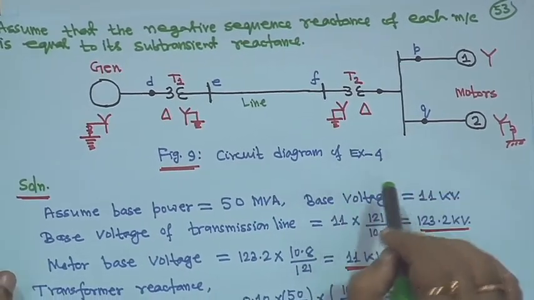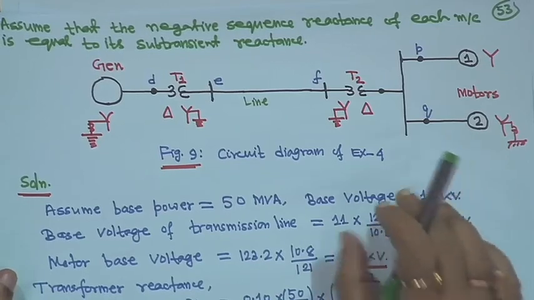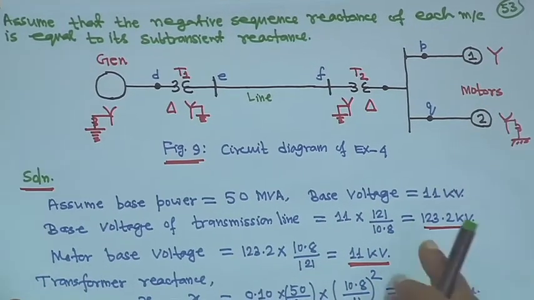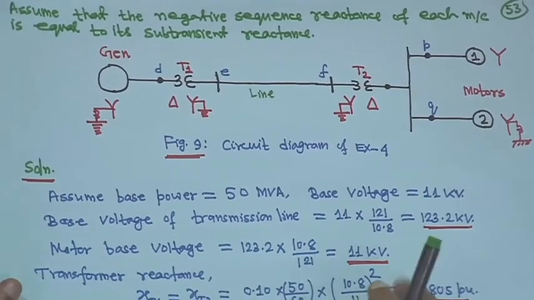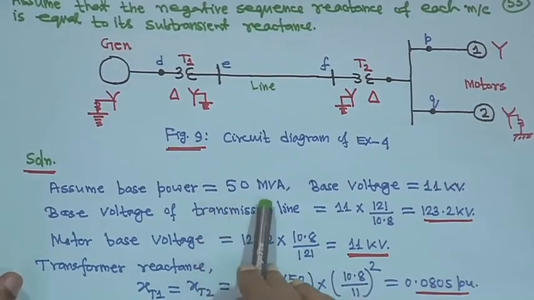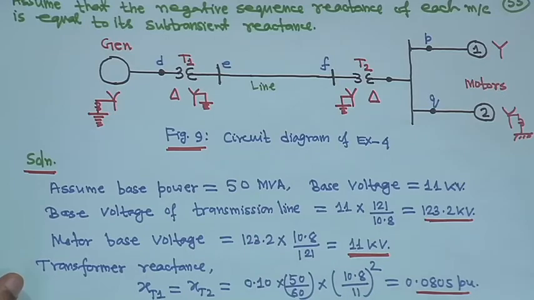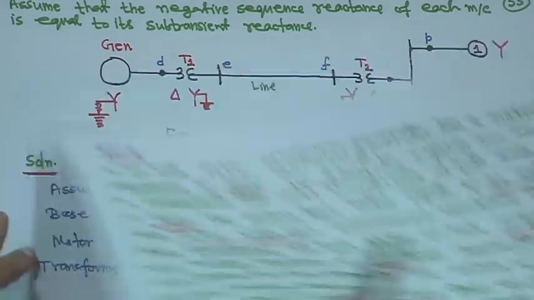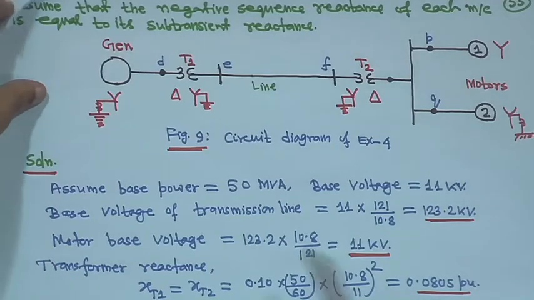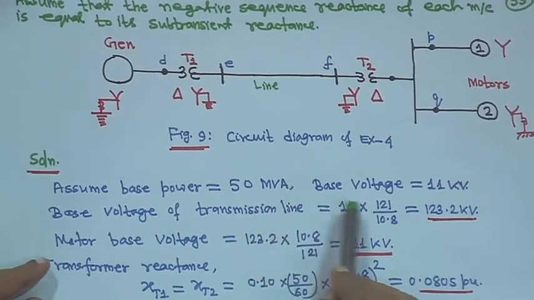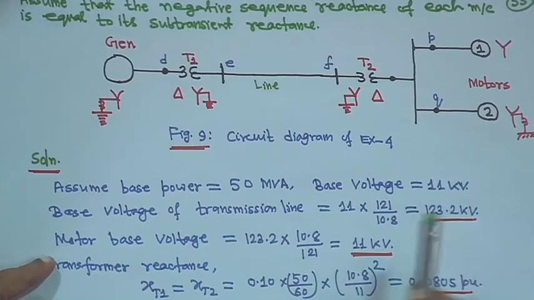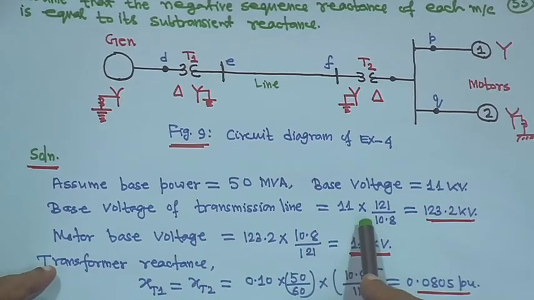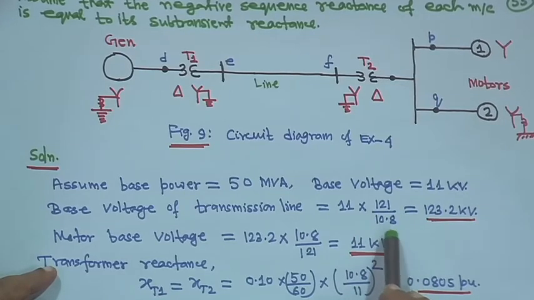So, you have to draw positive, negative and zero sequence diagrams. Once you get the parameters, positive and negative is not at all a problem. Only in zero sequence you have to understand a little bit. So, assume base power is 50 MVA and base voltage 11 kV, because the generator is given as 50 MVA, 11 kV. Now the base voltage of the transmission line will be 11 into 121 by 10.8 kV.